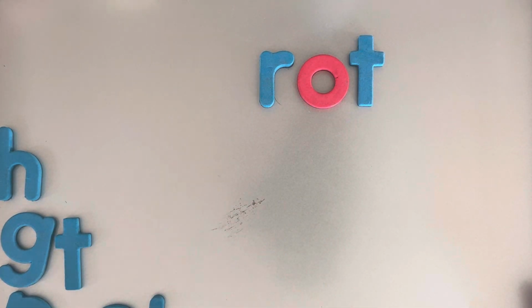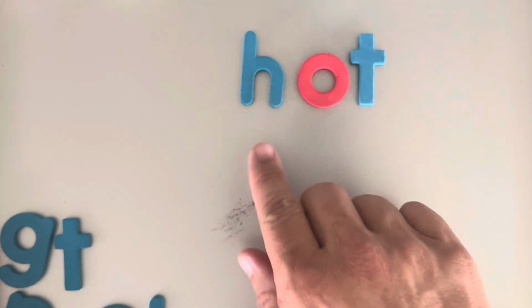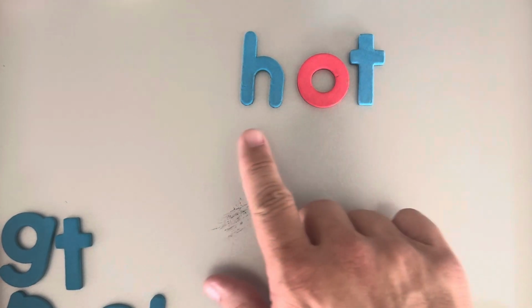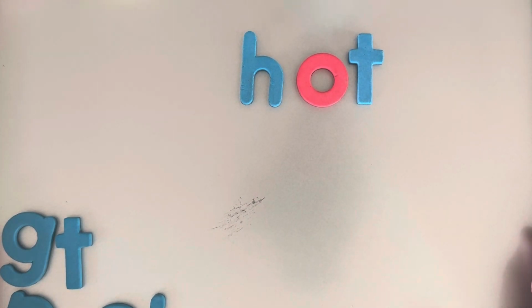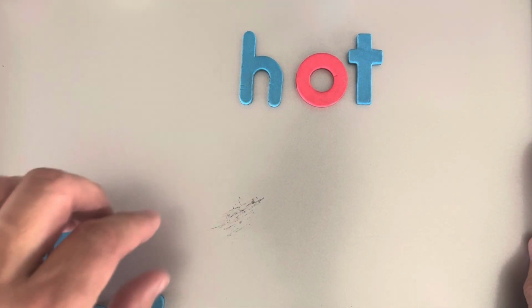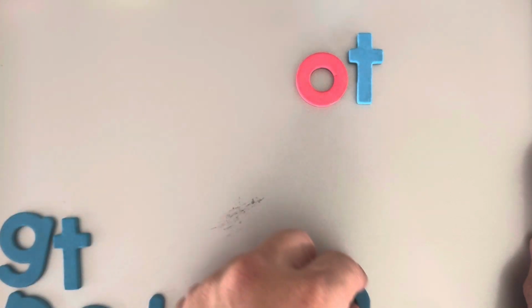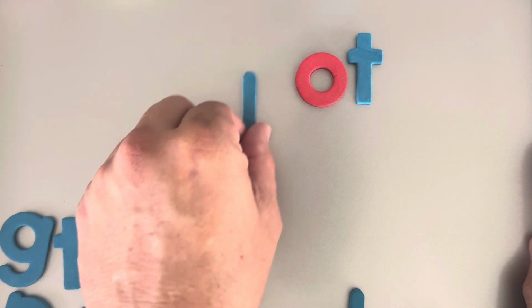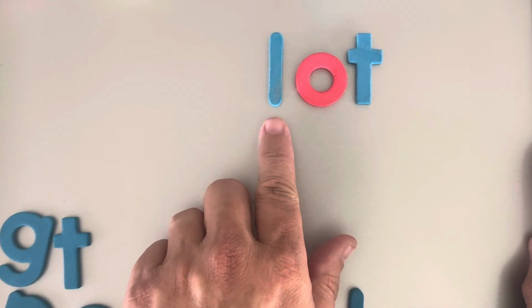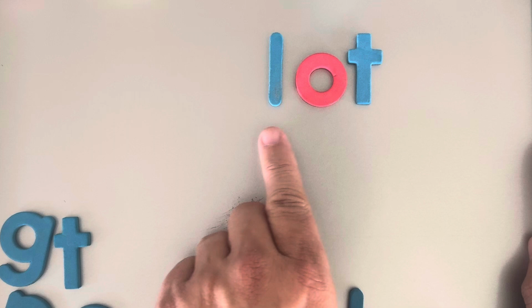And I can make rot say hot. I can slide the onset R away and slide in the onset H, and now ought, hot. And I can make the word hot say lot. I like it a lot. I move the H away and I can slide in the L, lot. My onset changed from H to L. My rime, ought, stayed the same.